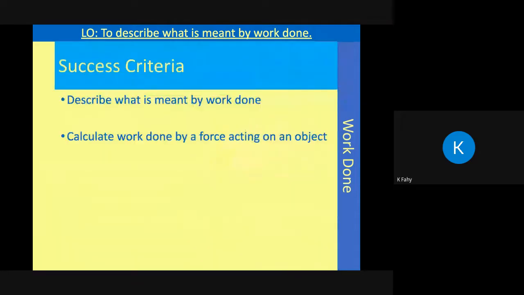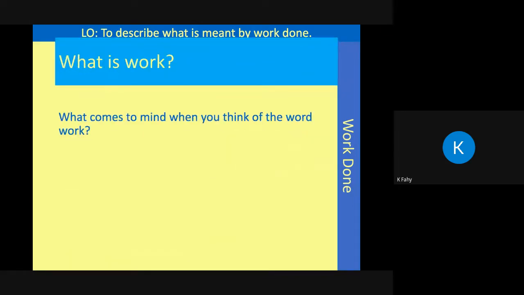Okay, so what we're looking at today is what is meant by work done, and we want to calculate work done by a force acting on an object. So what actually is work? What comes to your mind when you think of the word work? In the very first lesson, we said that energy was the ability to do work. So what do you think work is?